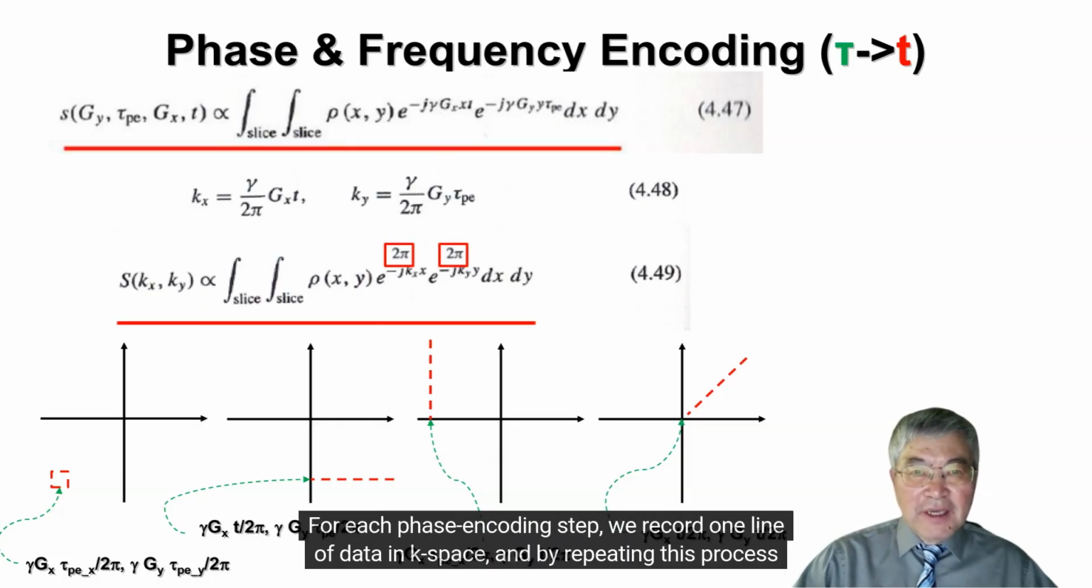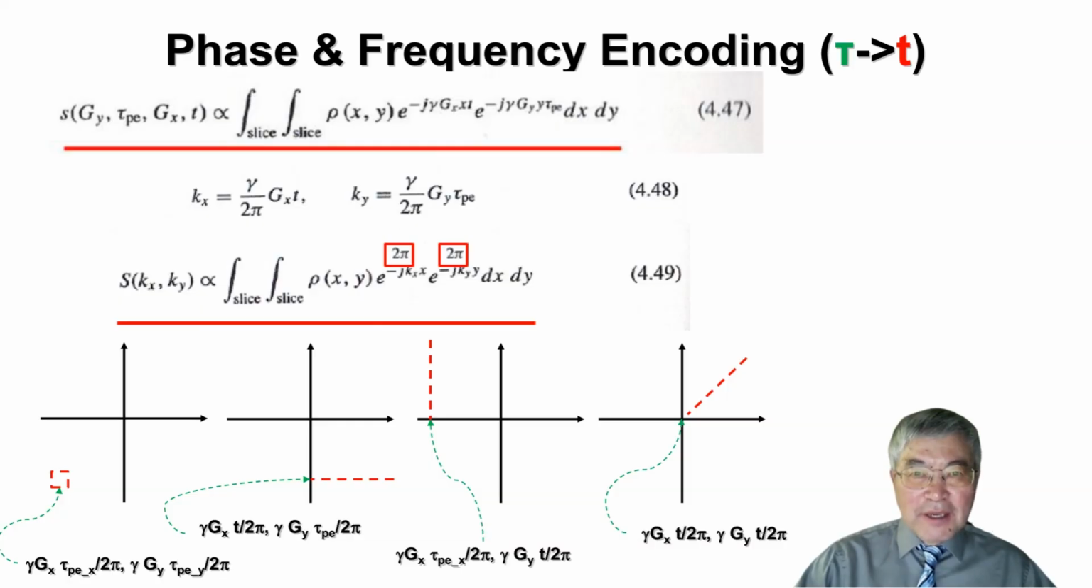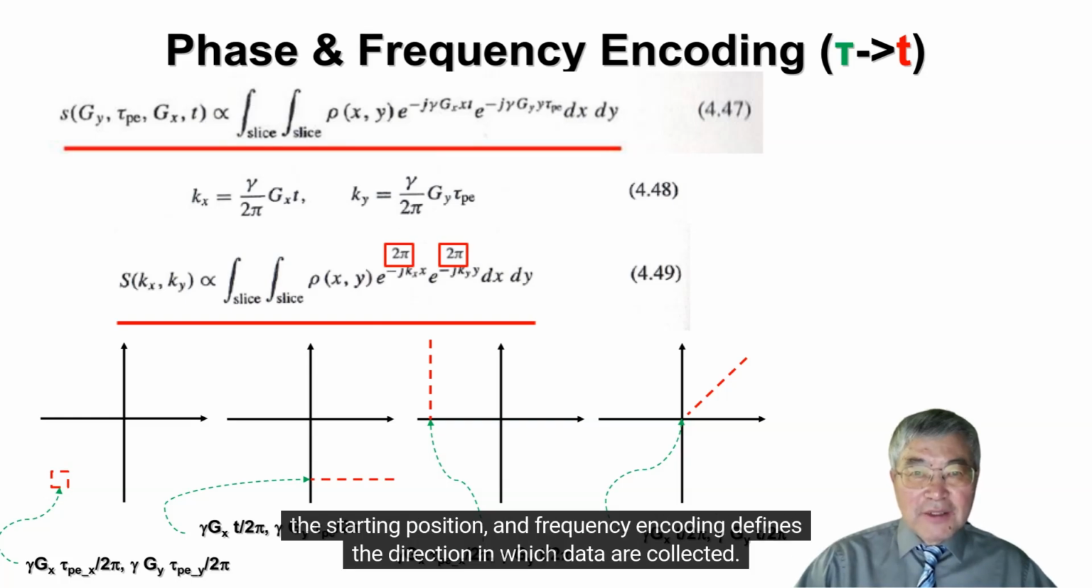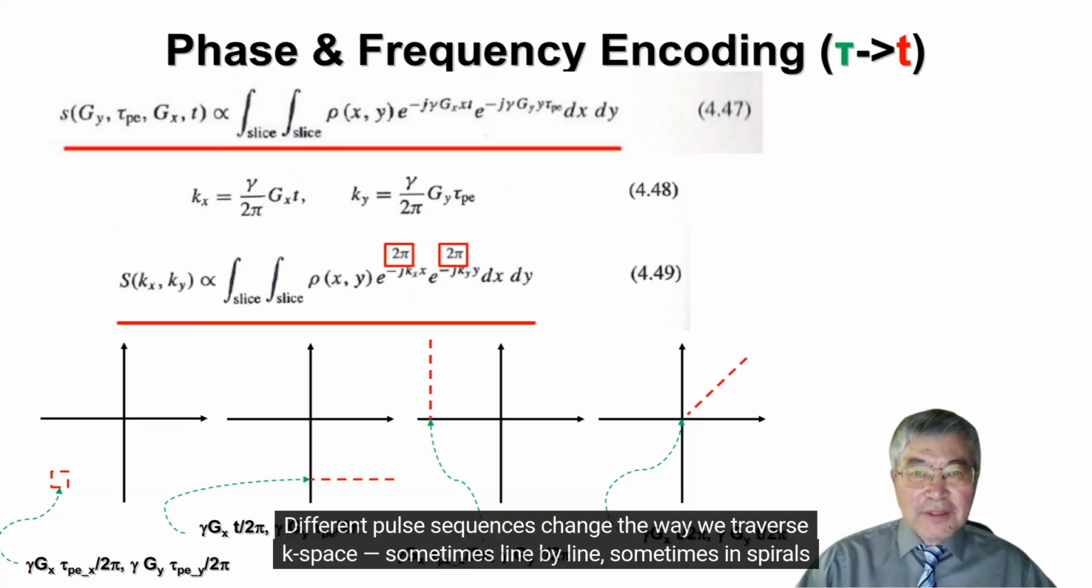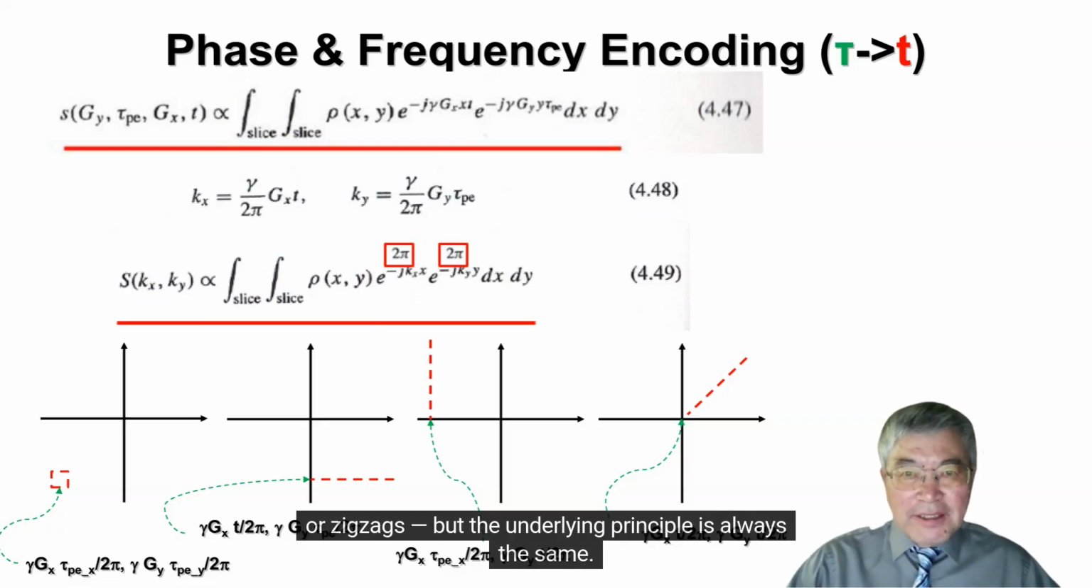For each phase encoding step, we record one line of data in K-space, and by repeating this process many times, we gradually fill the entire K-space grid. The green trajectory shown on the slide illustrates how we move through K-space. Phase encoding determines the starting position, and frequency encoding defines the direction in which data are collected. Different pulse sequences change the way we traverse K-space, sometimes line by line, sometimes in spirals or zigzags, but the underlying principle is always the same.